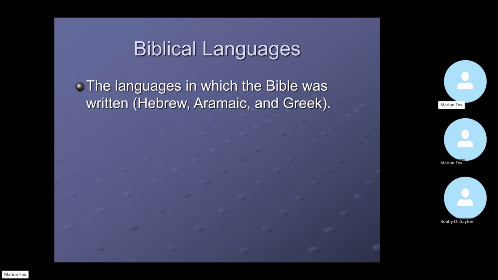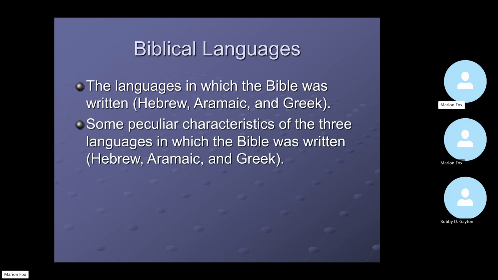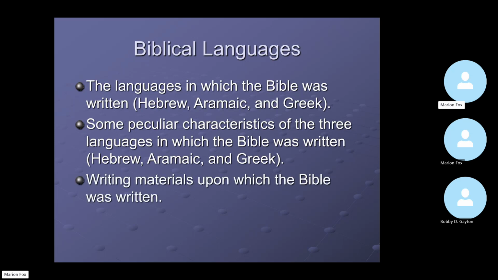The Bible was written in 3 different languages: Hebrew, Aramaic, and Greek. And as I said a moment ago, there are a few words, usually names of places and people, that are in other languages. There are some peculiar characteristics for the 3 languages in which the Bible was written, and we'll look at some of those characteristics. These will be important when we get to interpreting the Bible, that we remember these characteristics that these languages have.